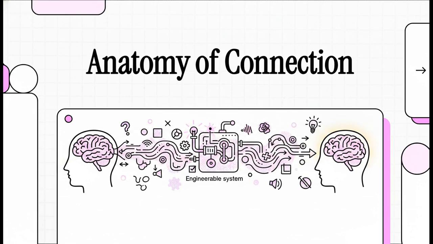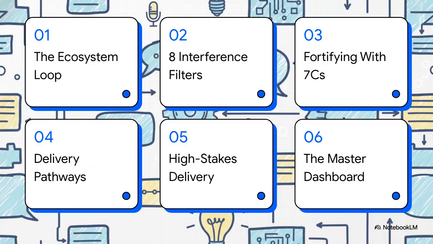We'll break down exactly how a thought travels from your brain to someone else's without losing its shape along the way. All right, so here is the 6-step blueprint we're going to follow to make sure your message actually survives all the noise out there.